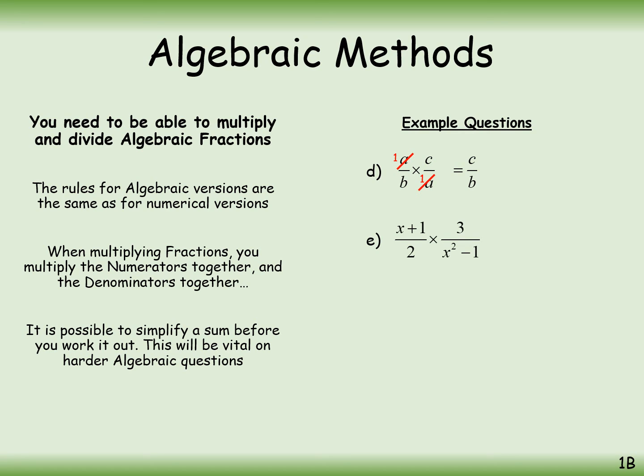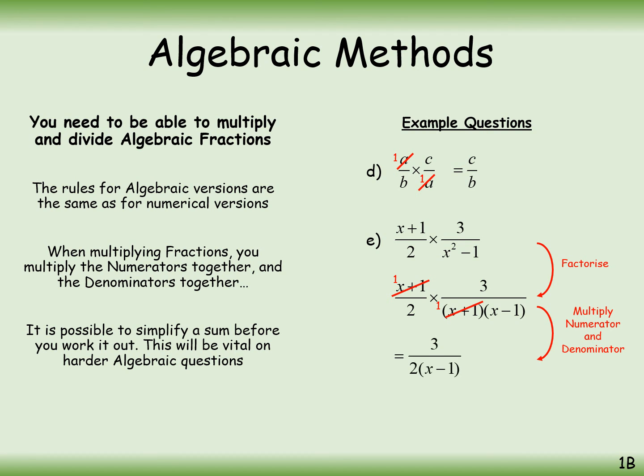And then when we're looking at a fraction like this, this is the difference of two squares. So if you just write this as x plus 1, x minus 1, we can see diagonally we could cancel these out. So when we simplify, we get 3 over 2x minus 1.